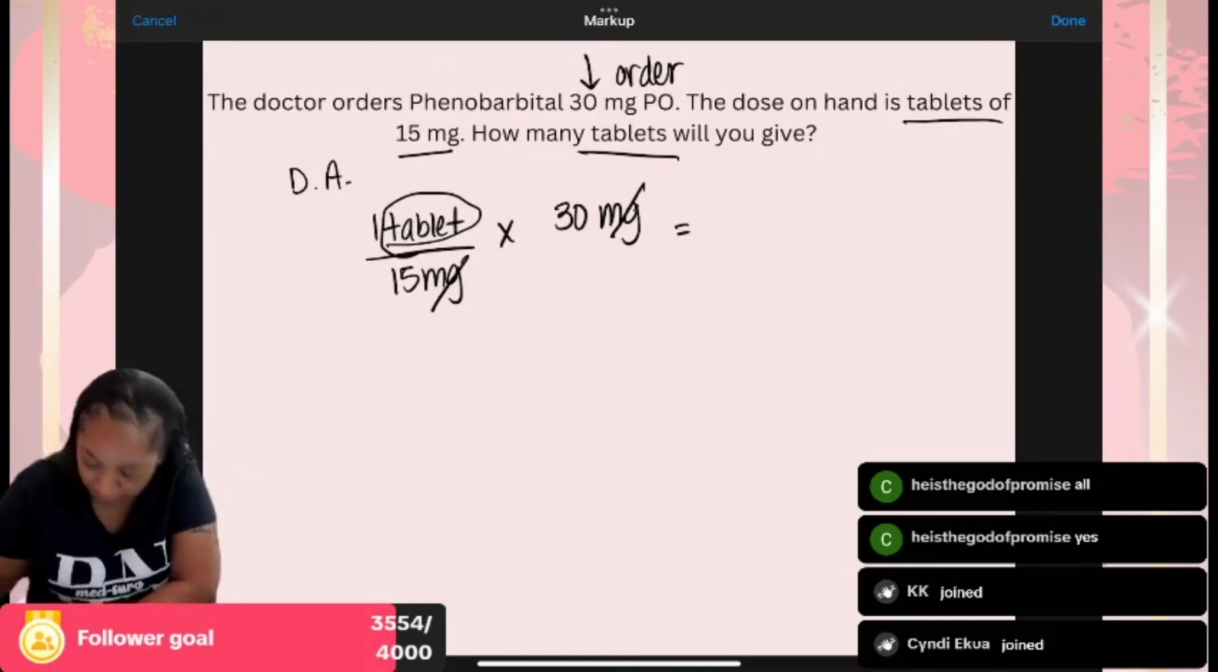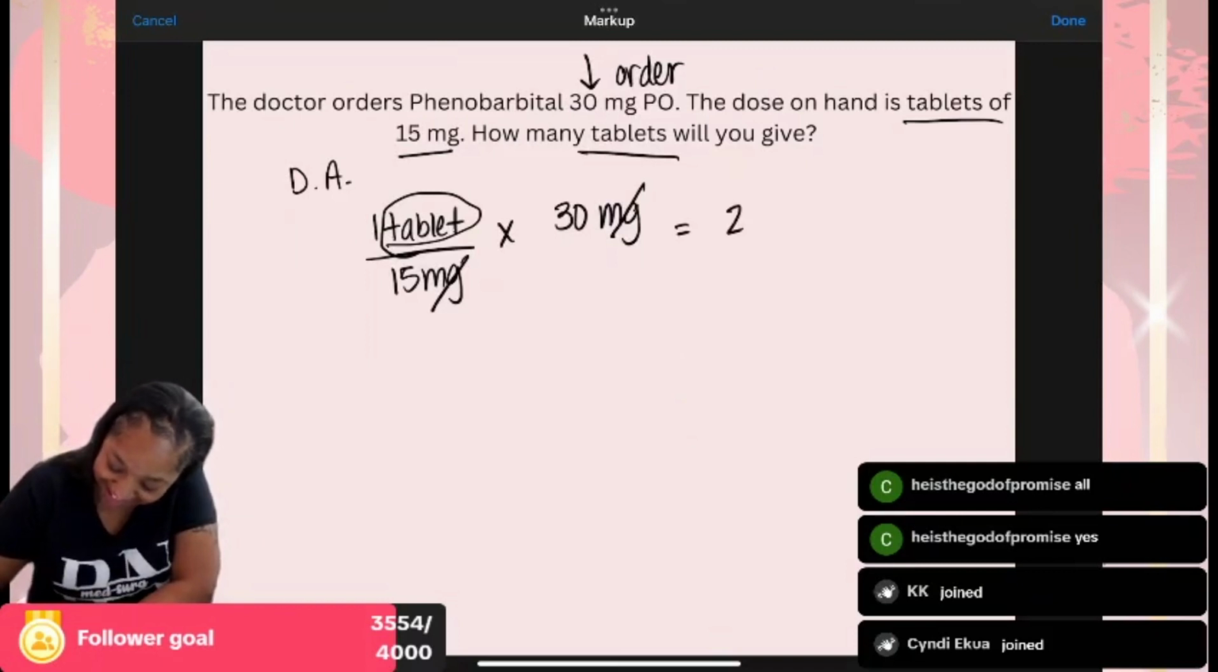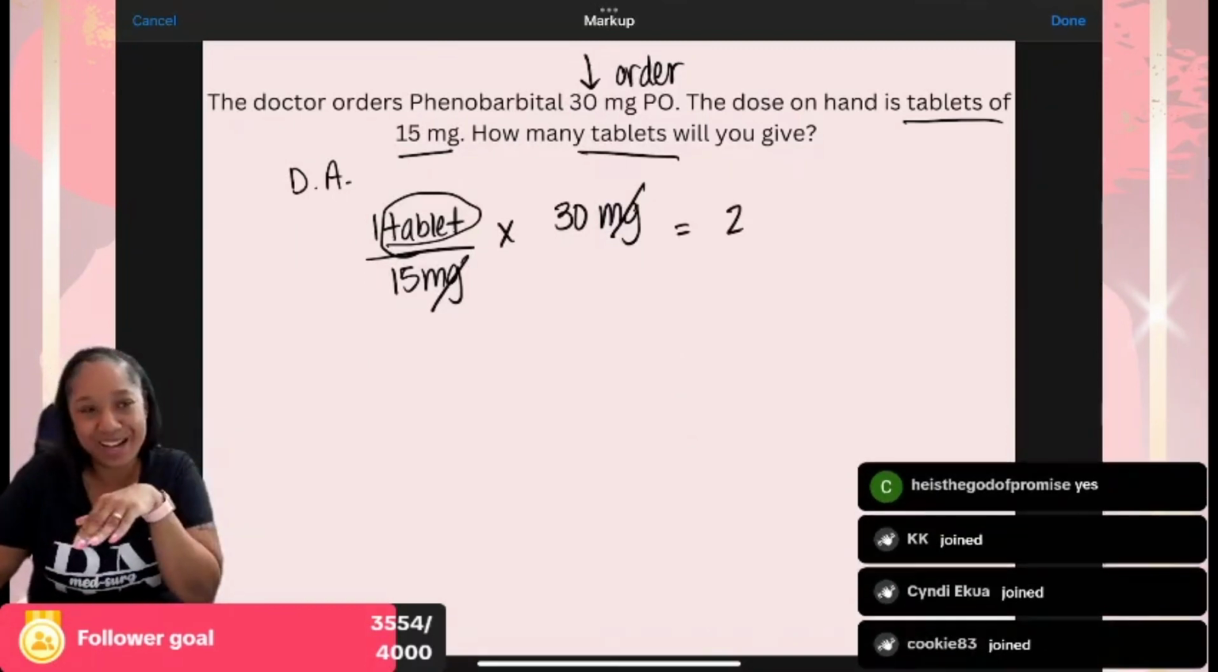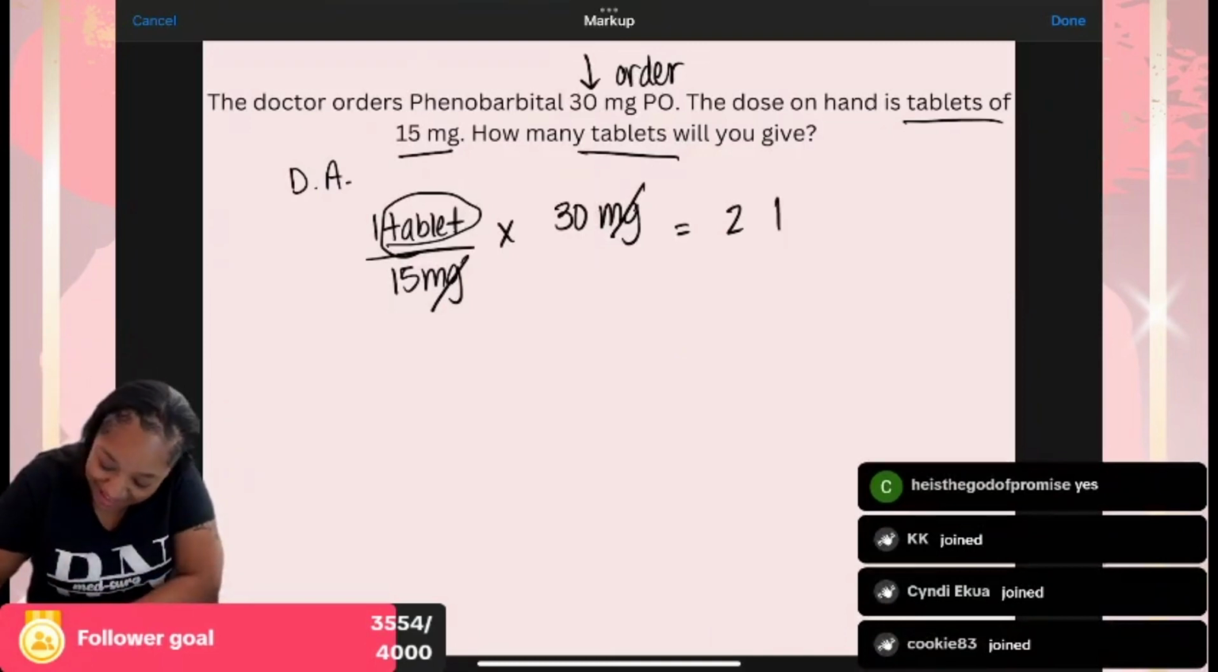Okay, all right, I'm back. So you multiply across the top, multiply across the bottom, and then you divide. So we need 2 tablets.